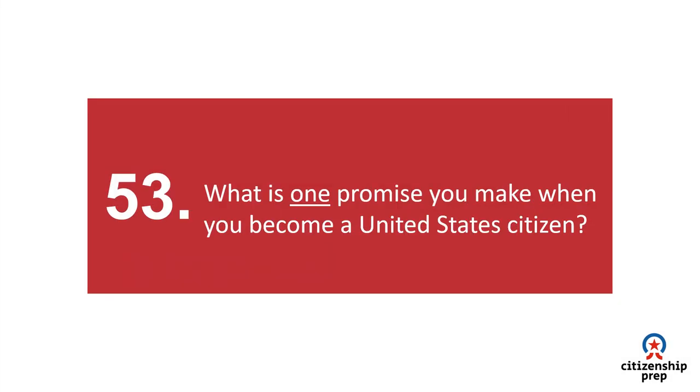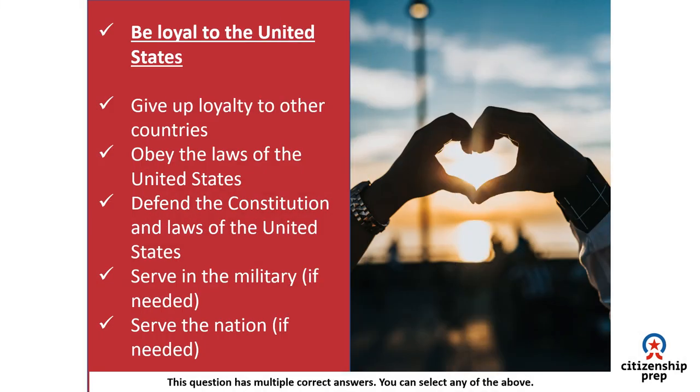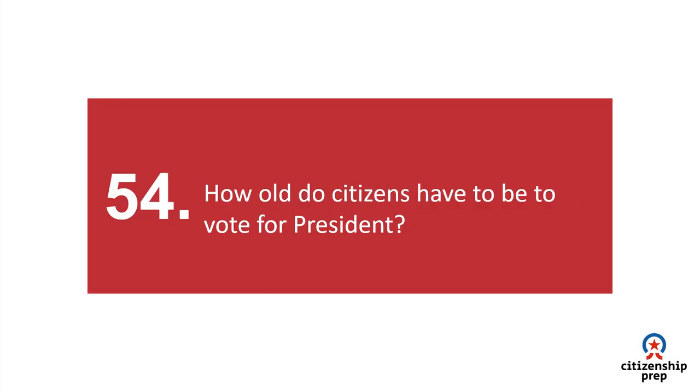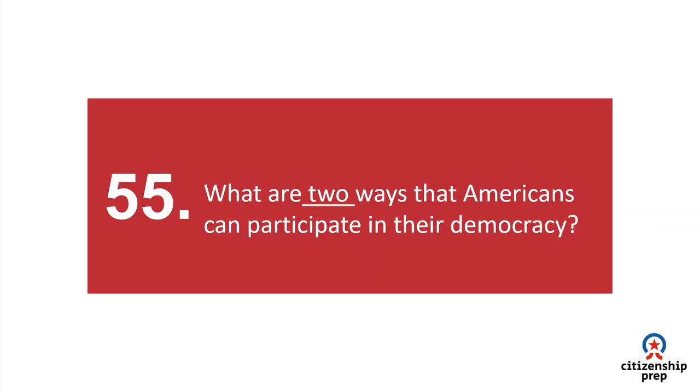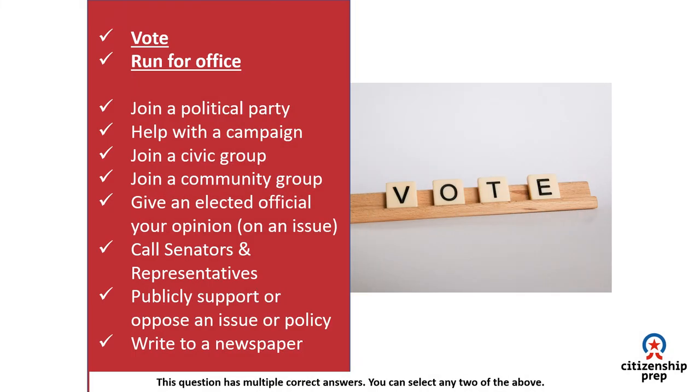What is one promise you make when you become a United States citizen? Be loyal to the United States. How old do citizens have to be to vote for president? 18 and older. What are two ways that Americans can participate in their democracy? Vote and run for office.